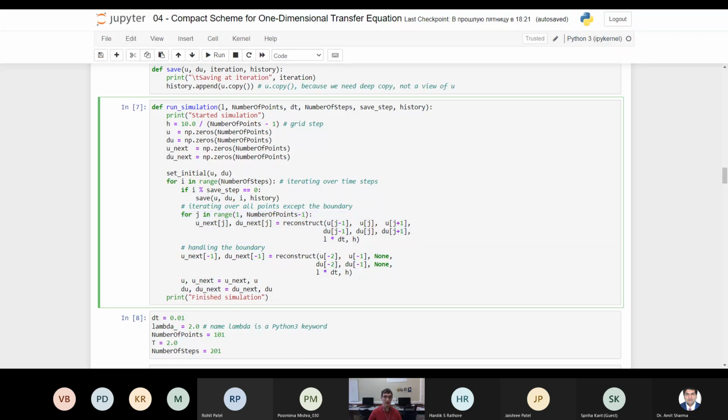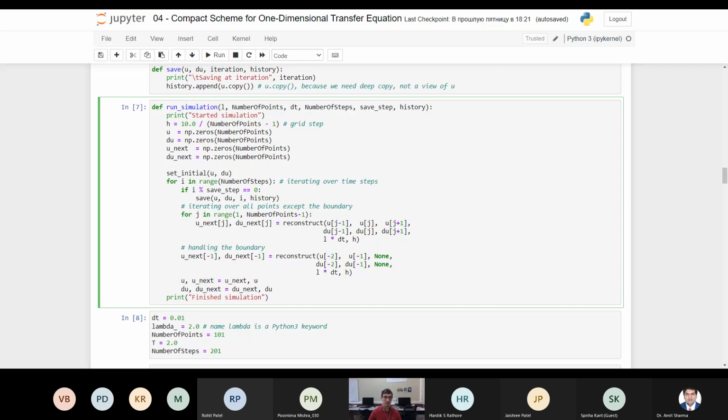I'm stressing the fact that you need to handle the boundary values separately. Basically, you just don't have the neighboring points either to the left, on the left side of the region, or you don't have the point to the right when you are at the right side of the region. So you need to handle the boundary in some specific way.